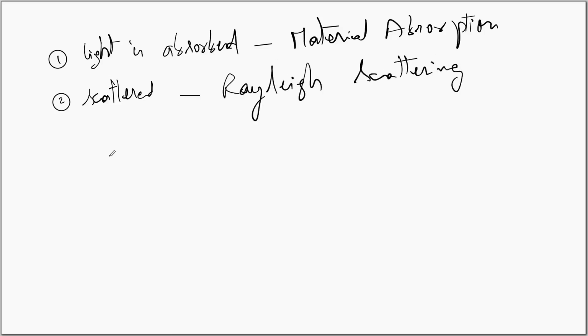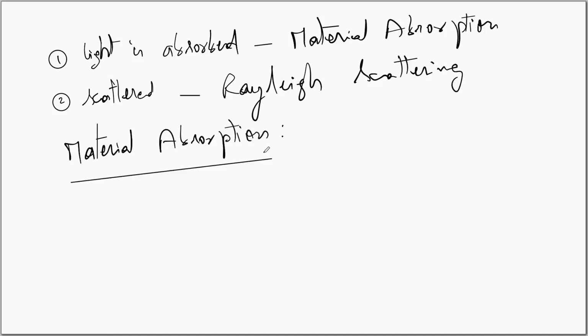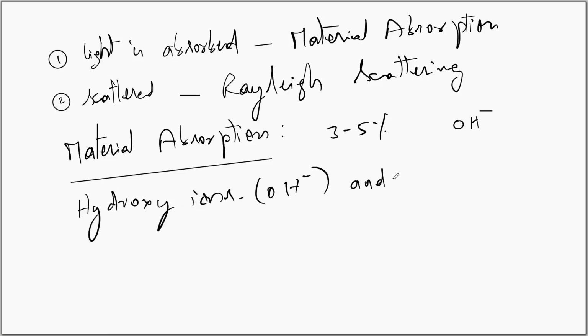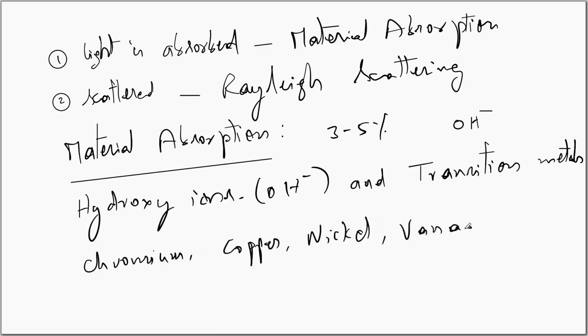Now we shall look at the material absorption. The material absorption contributes about 3 to 5% of the total losses in the optical fiber, and these losses are mainly due to the presence of certain impurities like OH- ions or the hydroxyl ions, and certain transition metals such as chromium, copper, nickel, vanadium, and manganese. They have electronic energy levels that are similar to that of the hydroxyl ions. As such, they also contribute to the absorption process. Hence, the material itself is contributing to the losses in optical fibers.